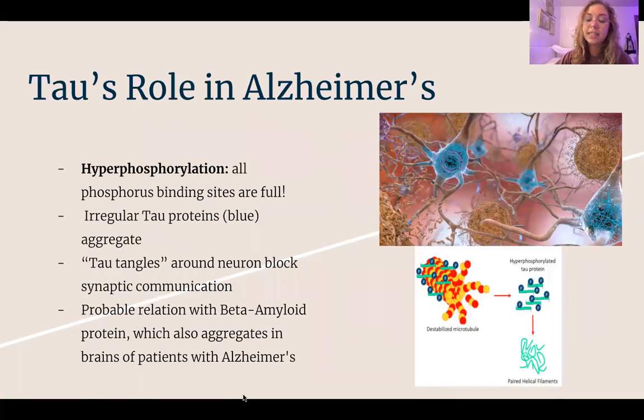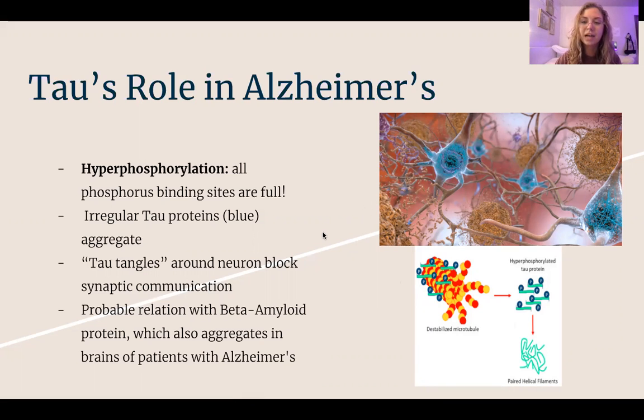So tau is involved in Alzheimer's disease because it gets hyperphosphorylated, which means that all of its phosphorus binding sites are full, it's fully saturated. And when this happens, it can no longer bind to microtubules. So instead, the proteins aggregate together. And that's shown here in this image, as well as the blue on this top image.